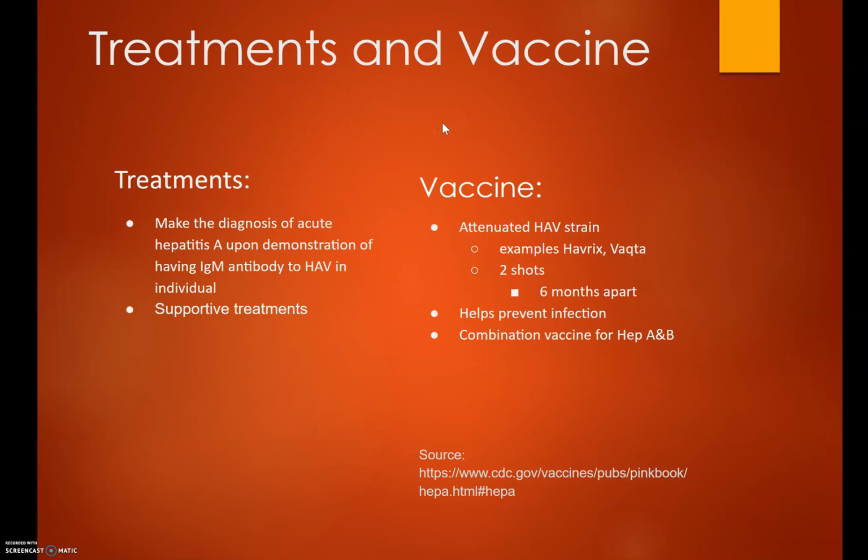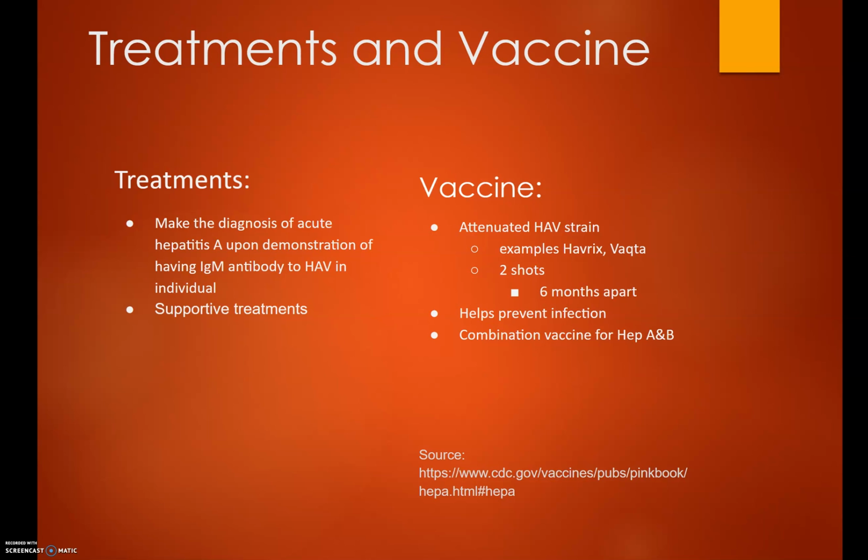There are a couple different kinds of vaccine, and the vaccine is meant to prevent HAV before exposure. So there are mostly inactivated, attenuated HAV strains. The examples that I have are Havrix and Vaqta. These are 2 shots given 6 months apart, and they help prevent the infection.